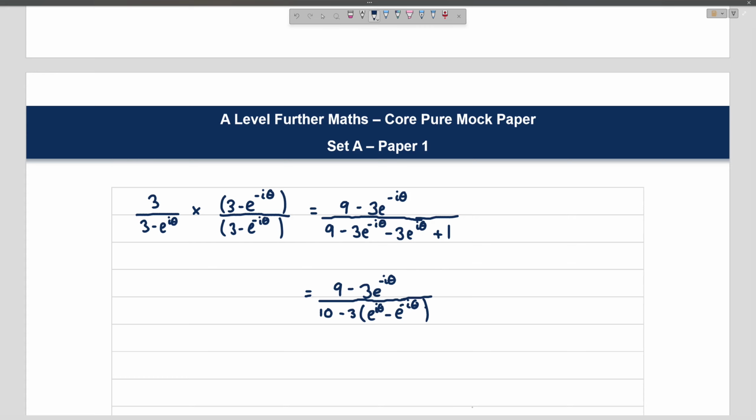Let me just quickly double check I haven't made a mistake here. So 9 minus 3e to the minus I theta, that's absolutely fine. 9 plus 1 is 10. Minus 3, so I factor out the minus 3 here. That should be a plus there, sorry. So that should be a plus. Perfect. So yeah, just take your time. As you can see, I just nearly made a mistake myself. Very easy to make a mistake with questions like this.